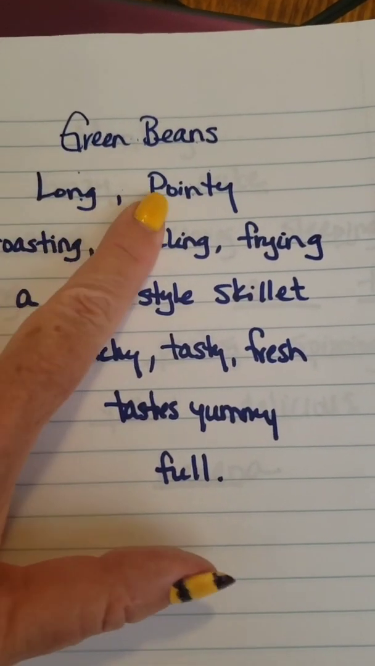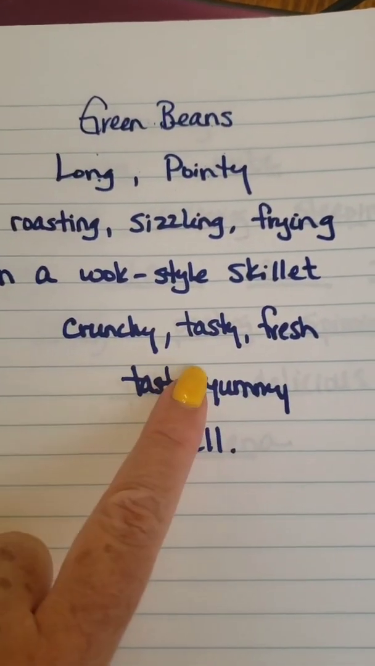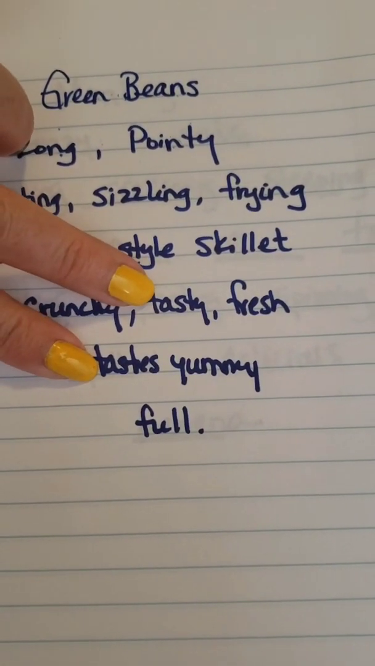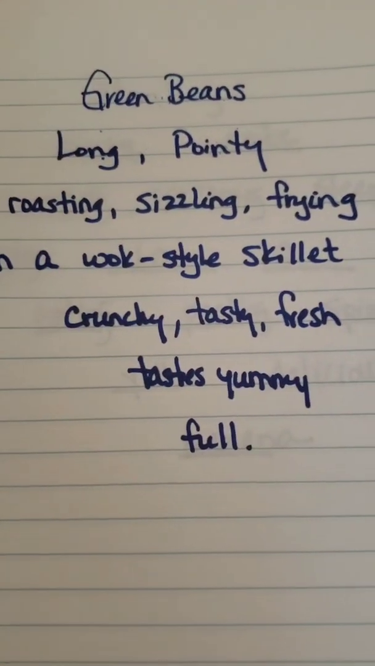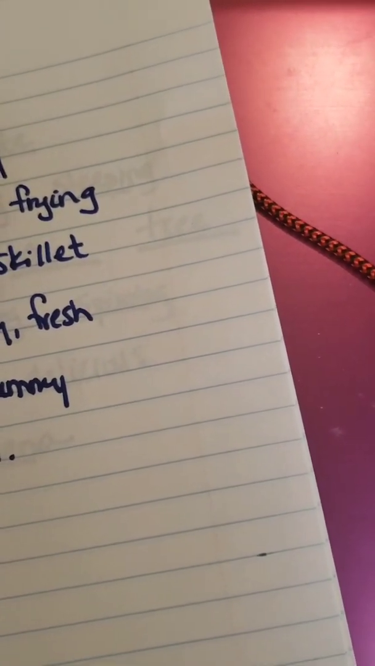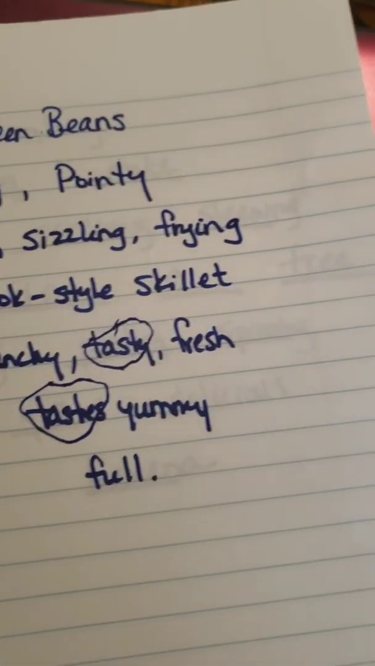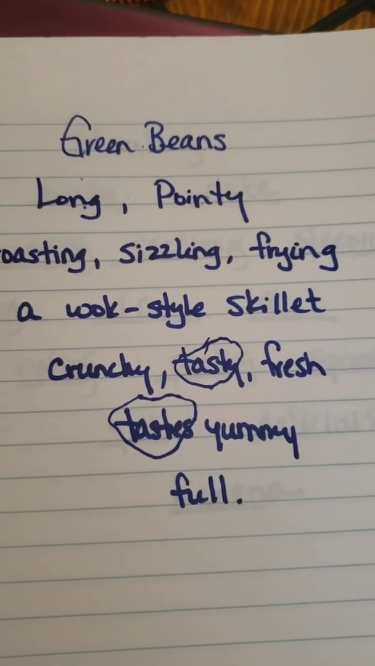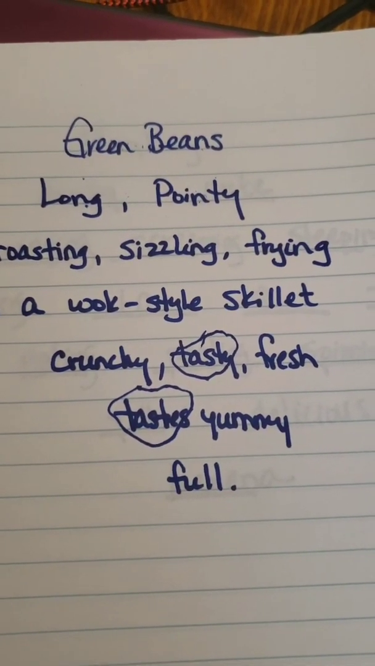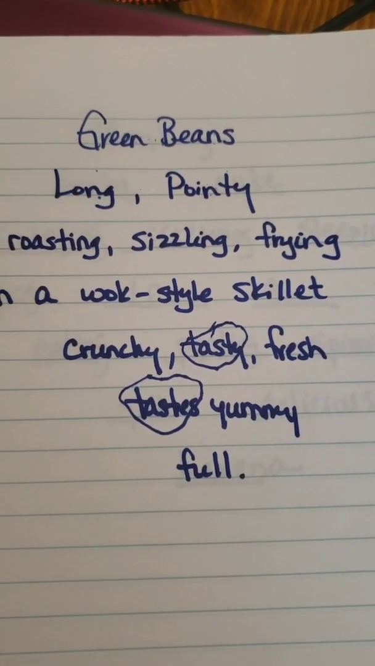Green beans, long, pointy, roasting, sizzling, frying in a wok-style skillet, crunchy, tasty, fresh, tastes yummy, full. Now you can see, especially right here, I've used the same word there twice. So you would want to mark that and change that with the thesaurus, because you only have 16 words altogether, you would definitely not want 2 of them to be the same. So going back in and reworking that is very important to improve the overall quality of your poem.